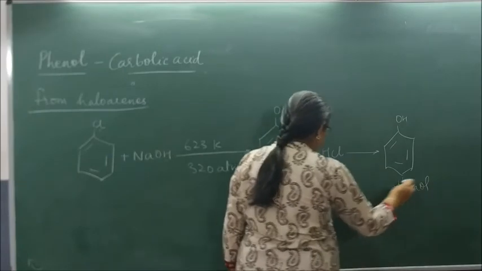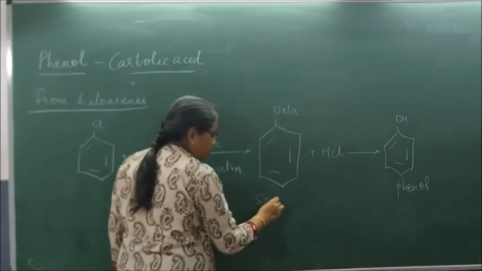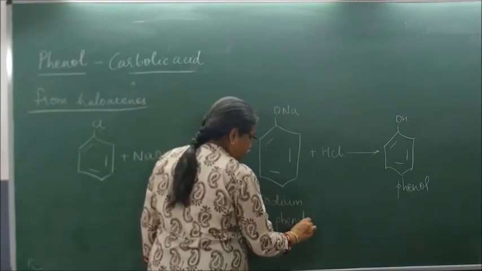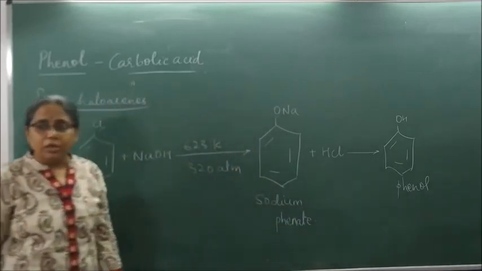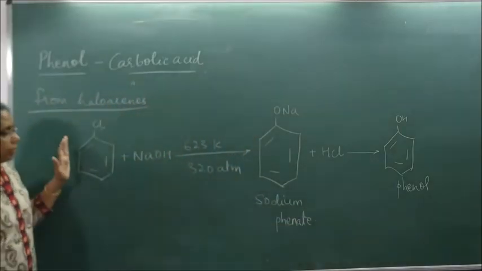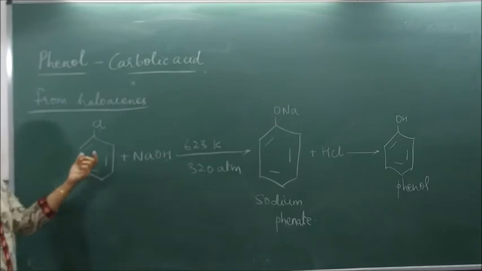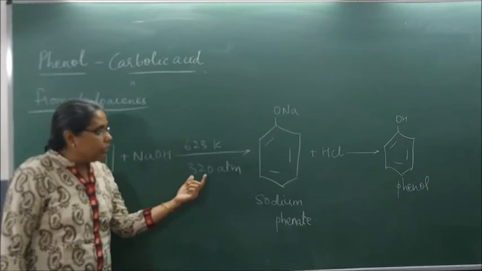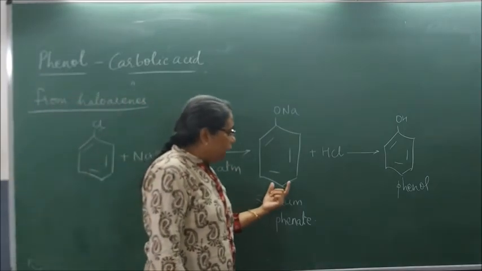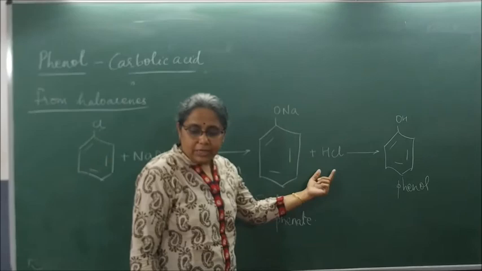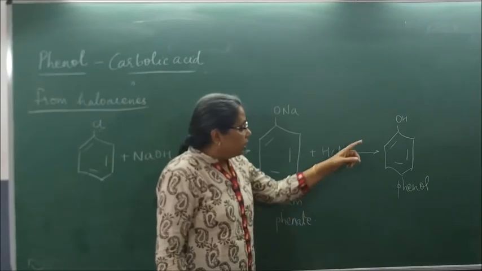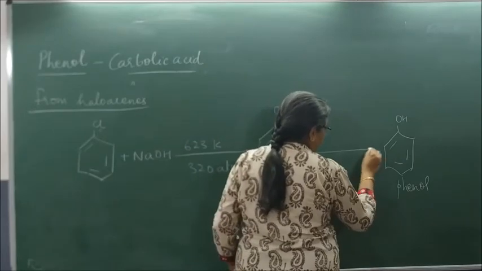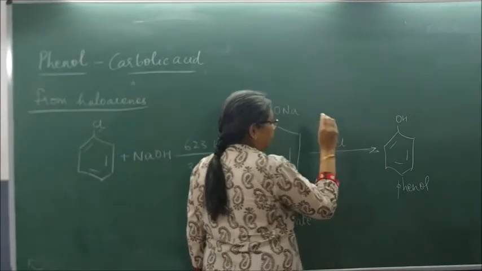This compound is called sodium phenate and this is called phenol. So first, take chlorobenzene, react it with NaOH at 623 Kelvin at 320 atmospheric pressure to get sodium phenate, which on acidification gives phenol. You can remove this HCl and write HCl over the arrow.